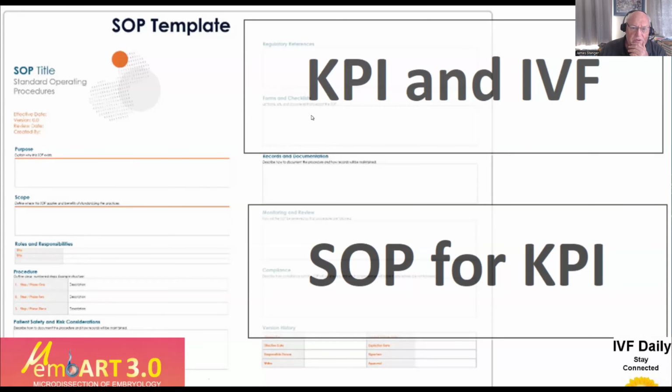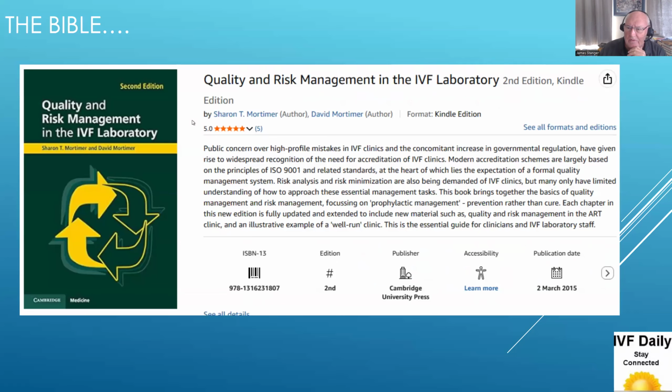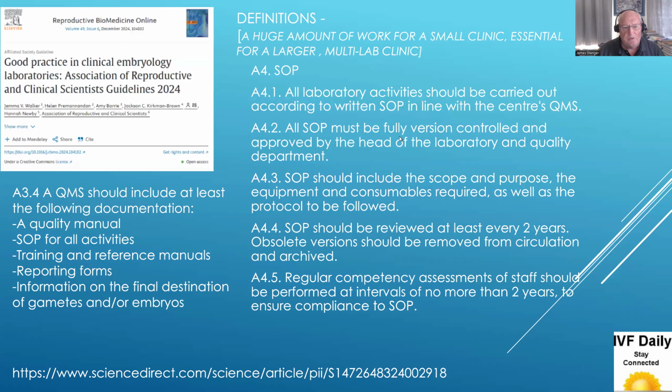So to start off with, the Bible, everyone should have a copy of this manuscript. Make Sharon and Dave Mortimer rich. I have to say it's an excellent book, but it's very, very intensive. If you follow all the recommendations in it, it can be immensely time consuming. But it's a reference, and there's a fantastic chapter on SOPs.